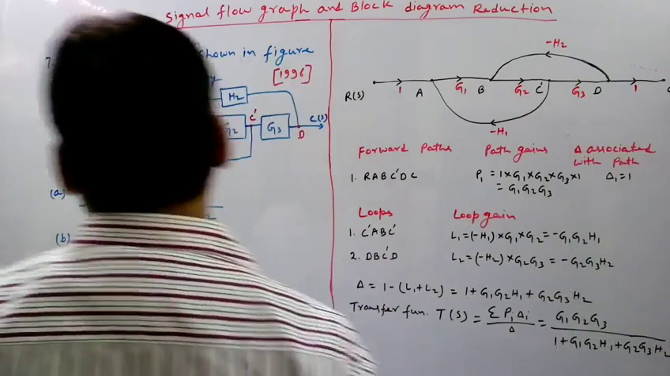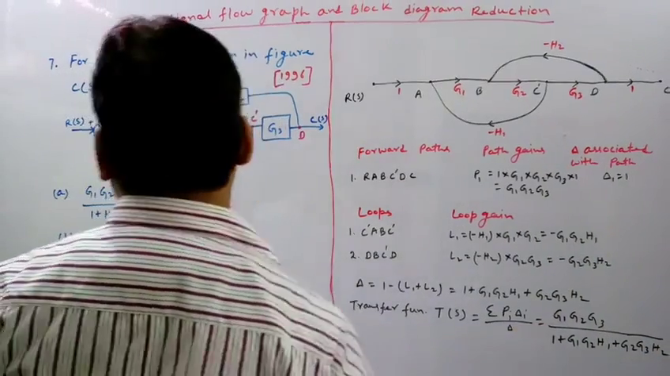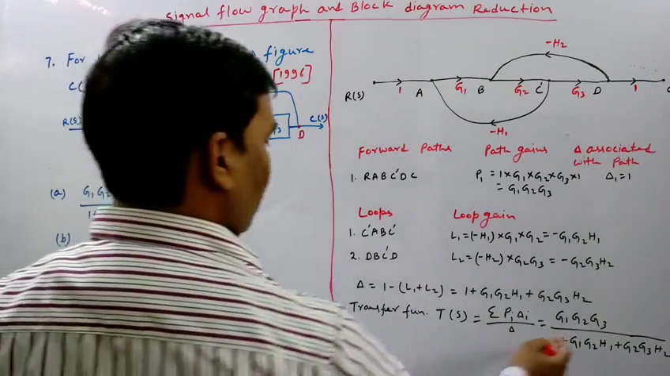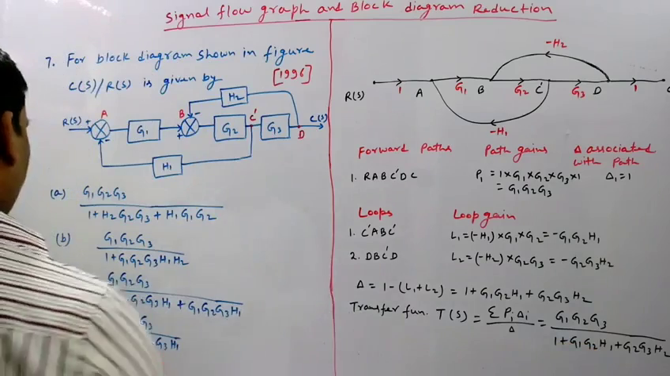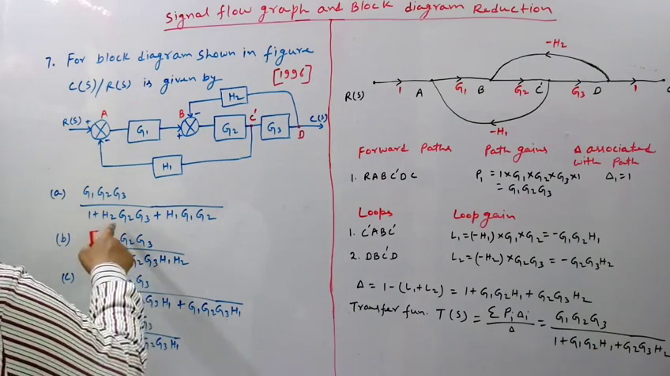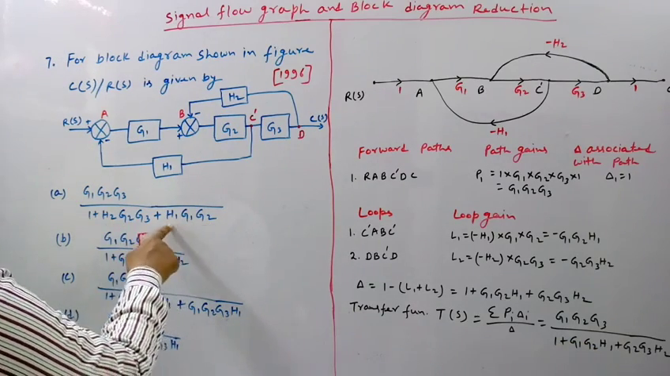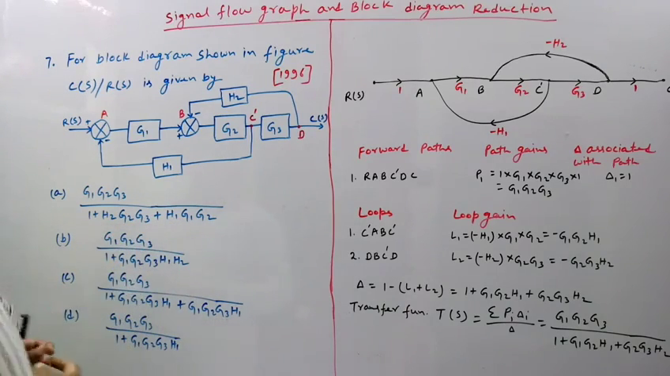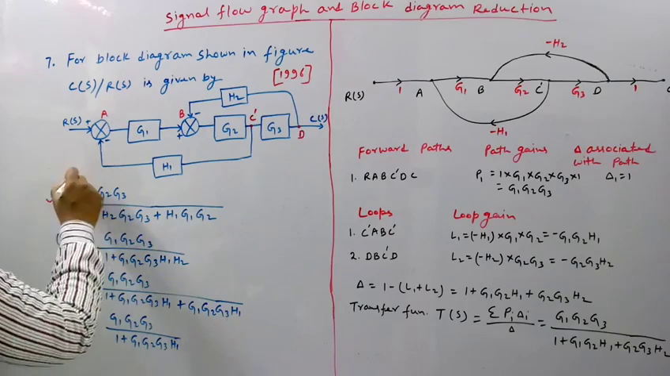Now let us see which option is correct. In the numerator G1 G2 G3, all are having G1 G2 G3. In the denominator 1 plus G1 G2 H1 and G2 G3 H2. So option number A is the correct one.